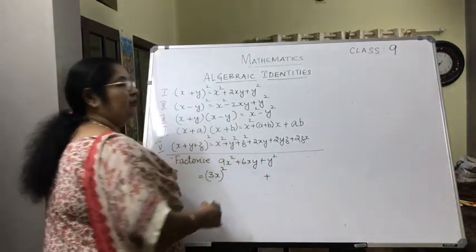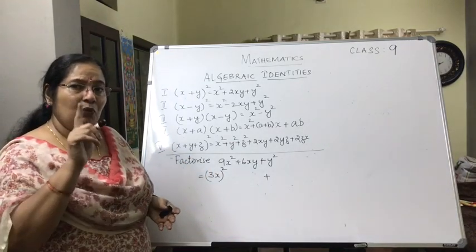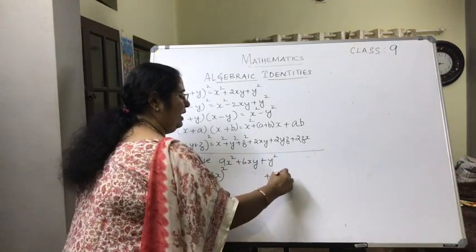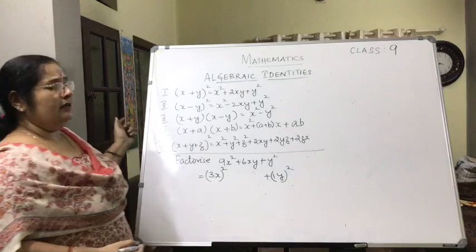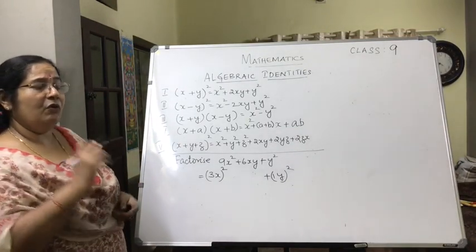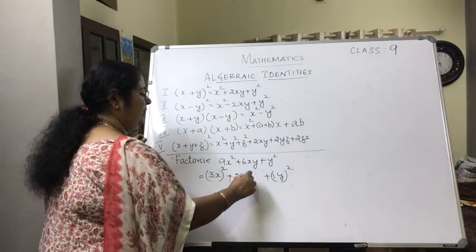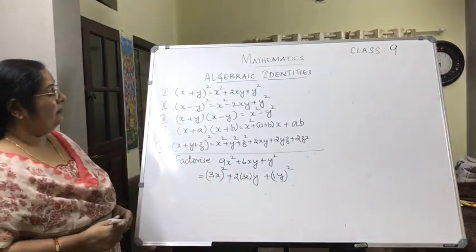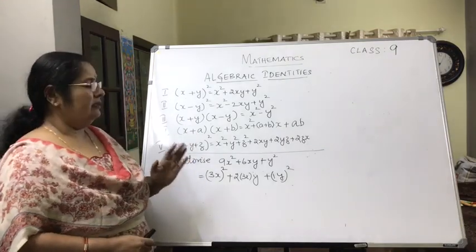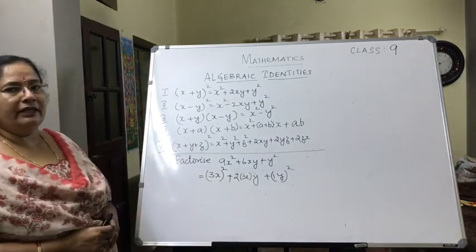And the last one, this is y square. Y square is actually 1y the whole square. It is also a perfect square. Now the middle term, can't we split it and write? Of course, we will split this and write it as 2 into 3x into y. 6xy can be written as 2 into 3x into y.